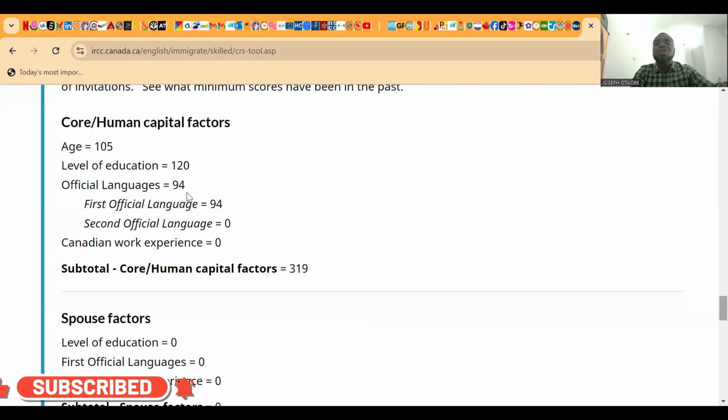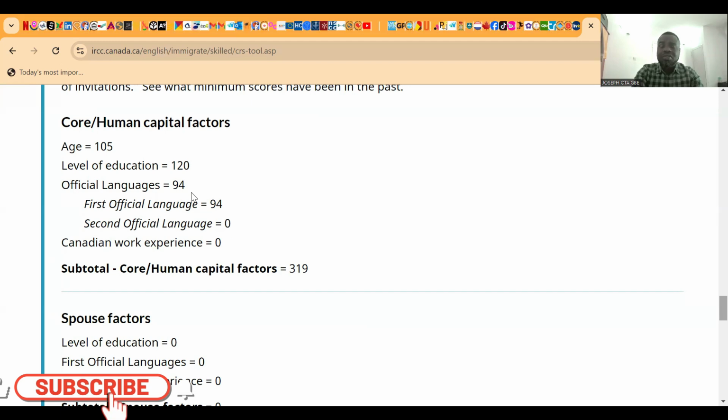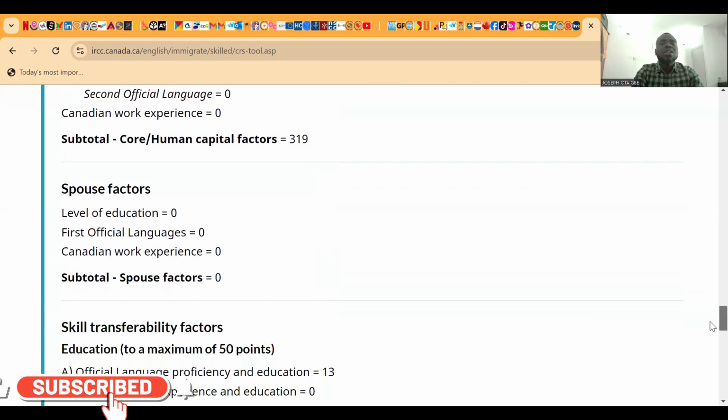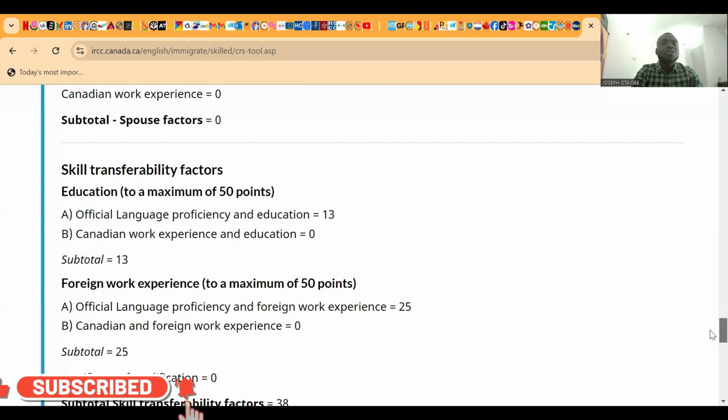Official language now, because of this IELTS, those points you said, the score gave you 94 points. First official language, 94 points. So subtotal, for your human capital factors, you have 319 already.